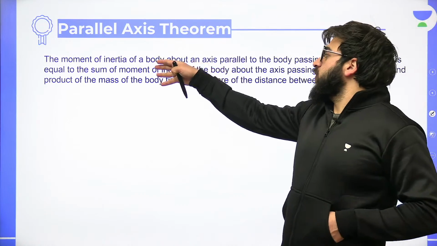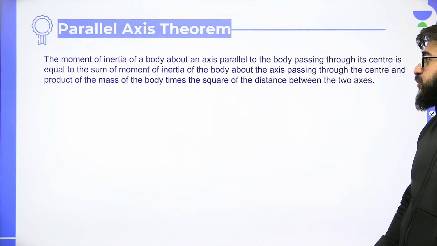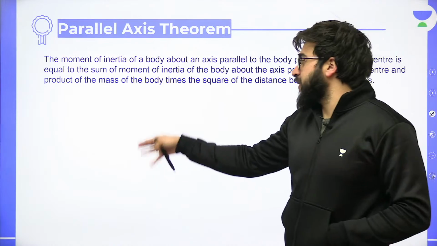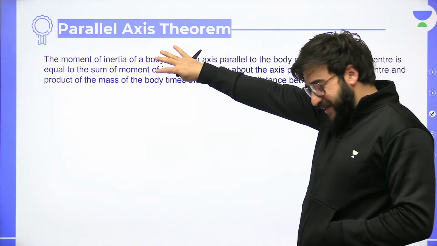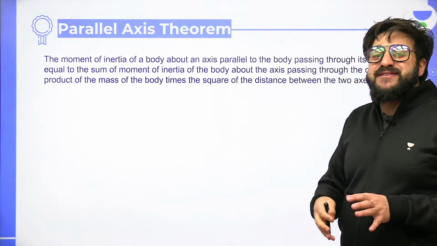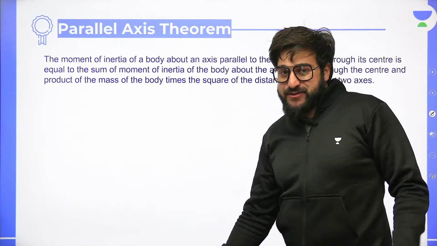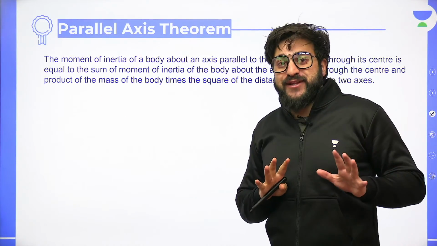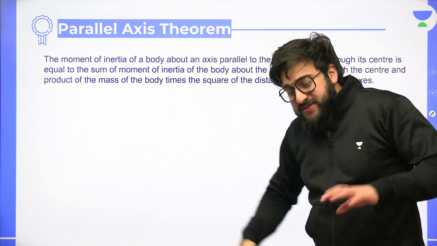The moment of inertia of a body about an axis parallel to the axis passing through its center of mass is equal to the moment of inertia of the body about the axis passing through the center of mass, plus the product of the mass and the square of the distance. Whatever is written on the board, you can read out yourself. So basically, the parallel axis theorem and the perpendicular axis theorem help us find the moment of inertia about different axes. The rules and protocols have to be followed, understand? Like the z-axis should be perpendicular to the plane, and the other things as well that I told you.